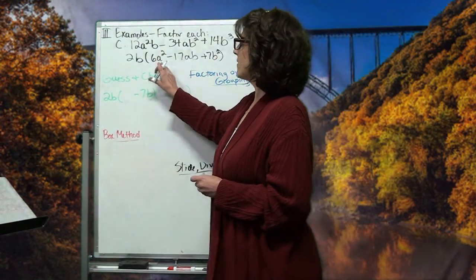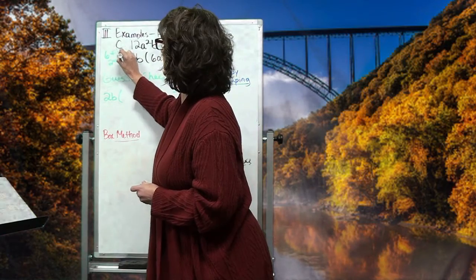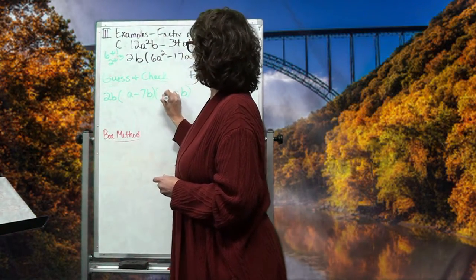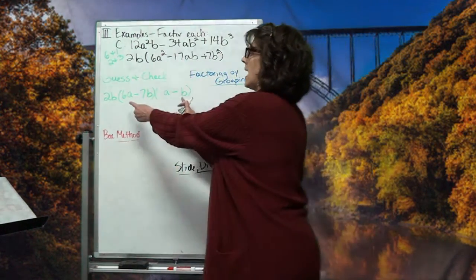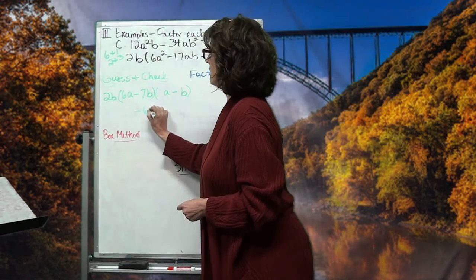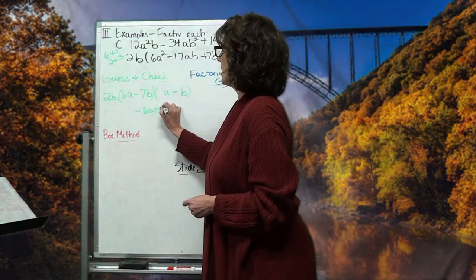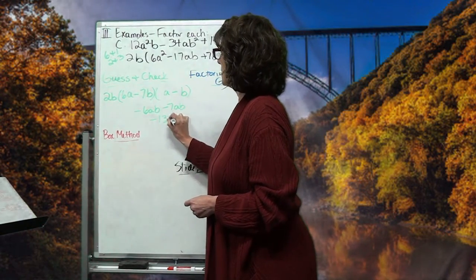Now my 6, I have a couple of options. I've got 6 and 1, or I've got 2 and 3. So just give it a shot. Now there's only one way to split up the a squared. That's an a and an a. So I'll try my 6a and my 1a and see what happens. Out here I get a minus 6ab. Inside I get a minus 7ab. That gives me a negative 13ab.